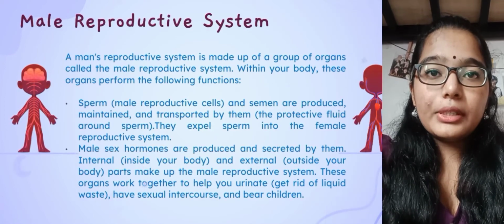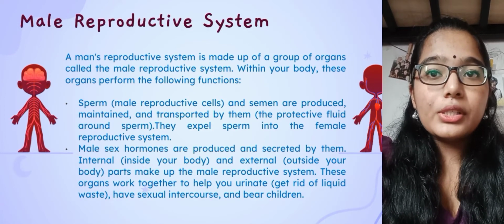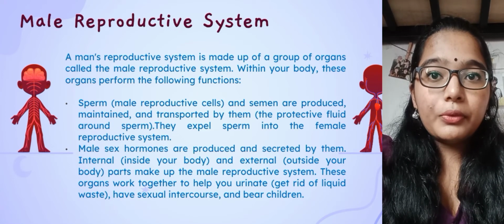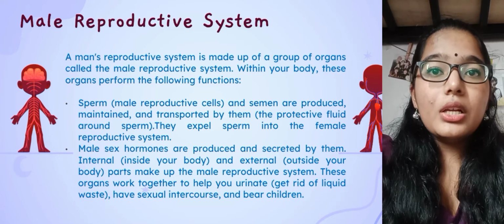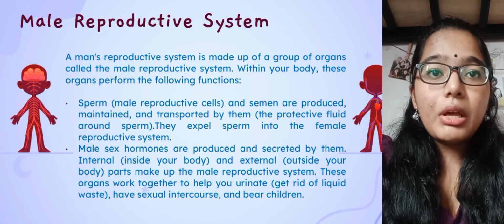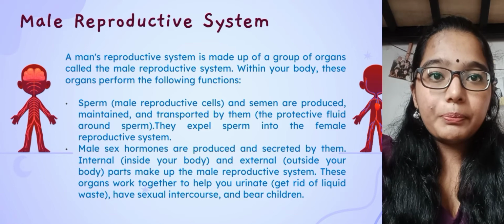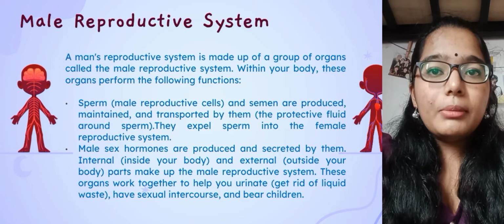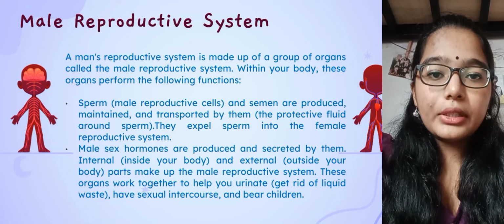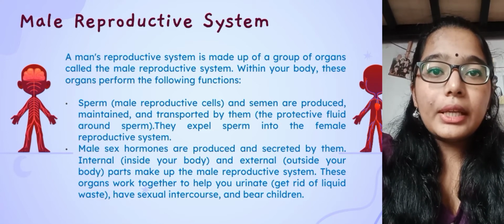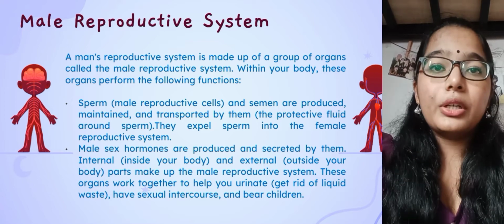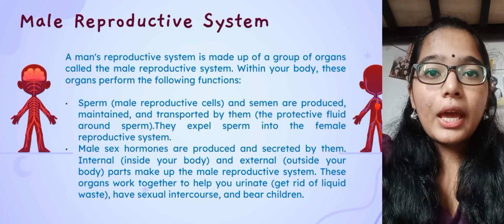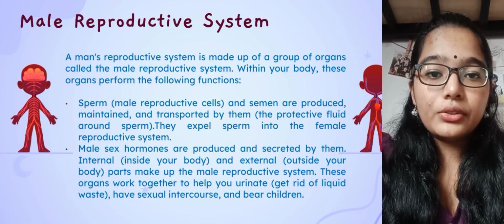A man's reproductive system is made up of a group of organs called the male reproductive system. Within your body, these organs perform the following functions. Sperm and semen are produced, maintained, and transported by them. They expel sperm into the female reproductive system. Male sex hormones are produced and secreted by them. Internal and external parts make up the male reproductive system. These organs work together to help urinate, have sexual intercourse, and bear children.